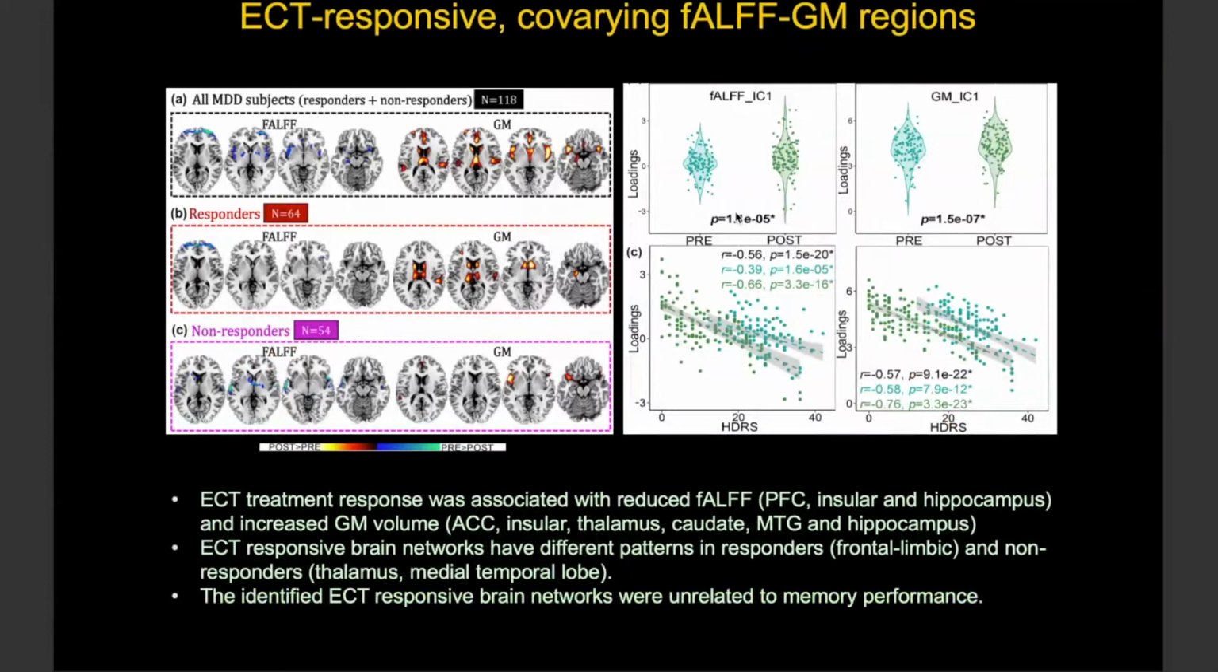Okay? And so what you can see here is that we get a number of different regions in frontal and thalamic and limbic regions. We see significant differences between pre and post, and we see correlations here in the two groups differently with the scores, and these are cross-validated. And if you look at the within group maps, you see that we get more frontolimbic regions with the responders, and there's thalamus and medial temporal lobe in the non-responders.